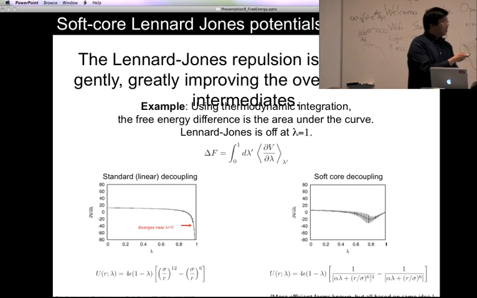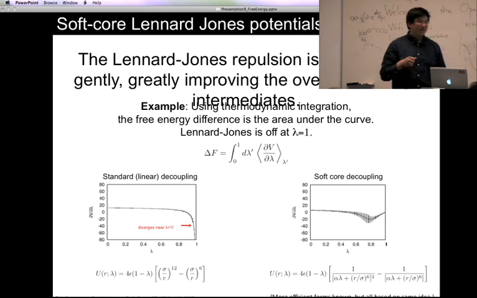This illustration just shows that using a formula called thermodynamic integration, the free energy difference is just the area under the curve. If you have these really huge slopes, you're not going to get a good estimate of the area under the curve. But if you have something that's smoother, you get a better estimate.